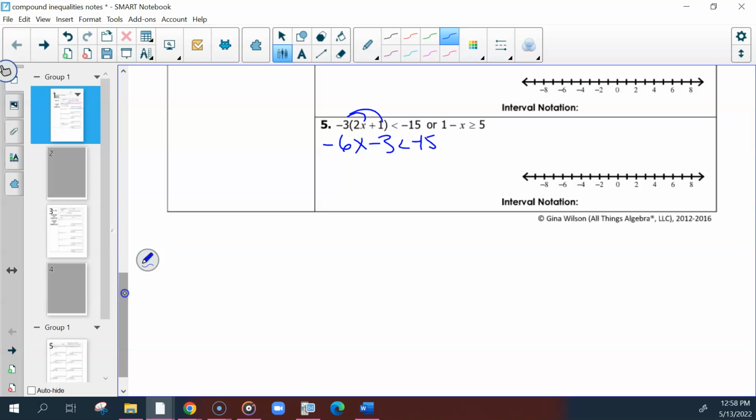Add 3 to both sides. -6x is less than -12. Divide by -6. And when we divide by negatives with inequalities, the sign changes direction. So this would be x is now greater than 2. The sign switches because we divided by a negative. So we can graph that. This would be an open circle at 2, going to the right.